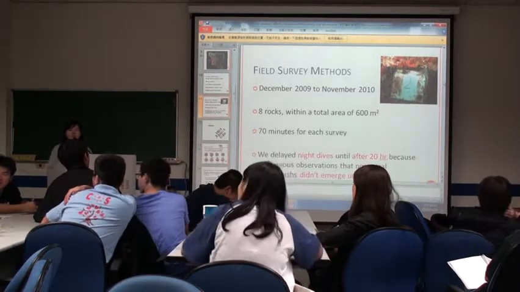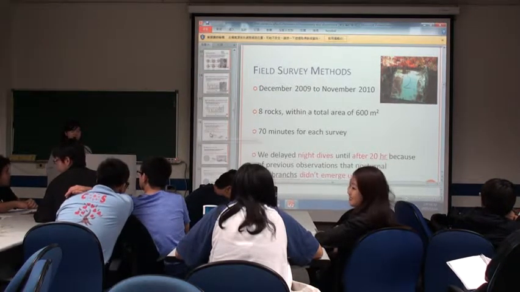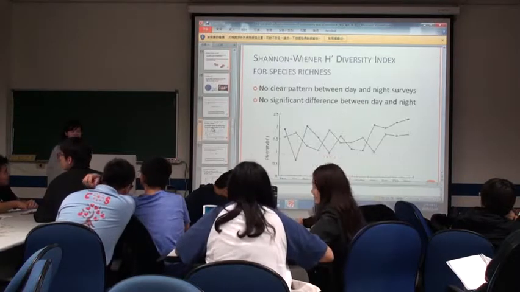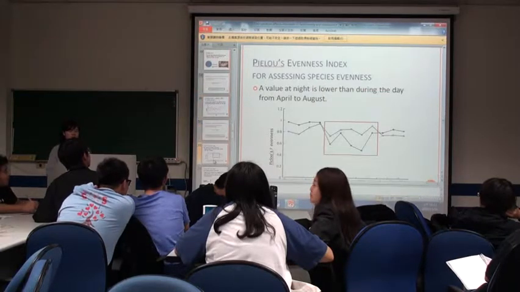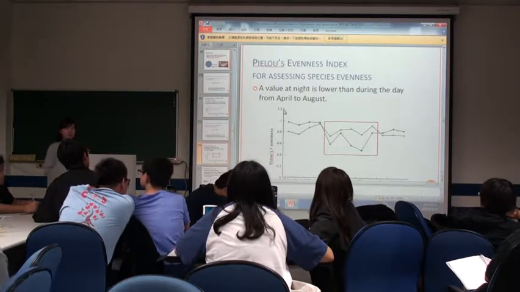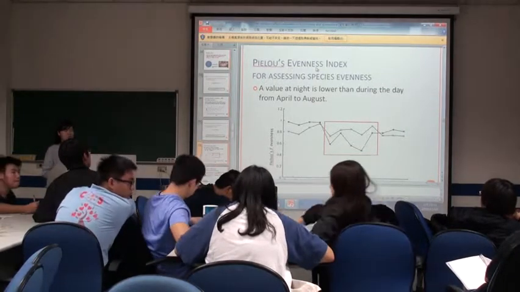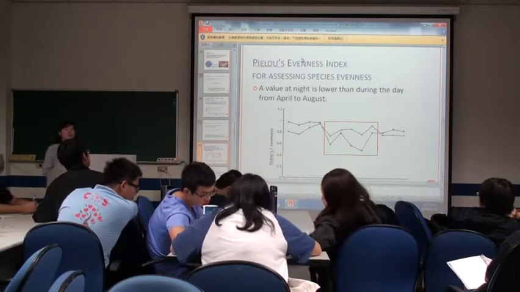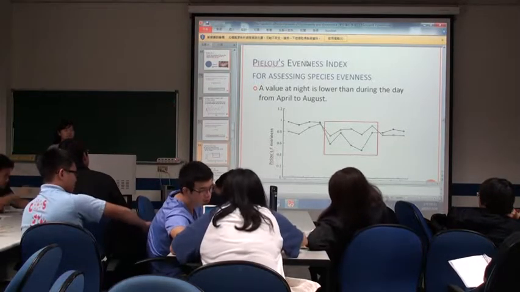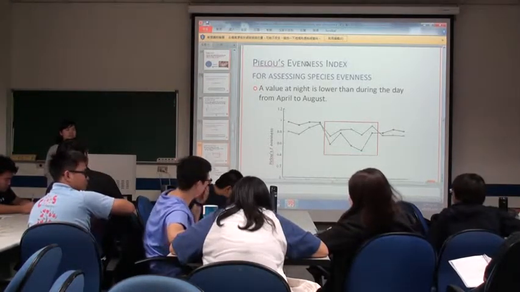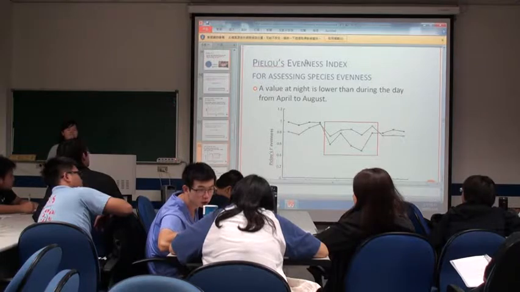Could you explain the Pielou evenness index in more detail? Can I explain more about the Pielou evenness index? Evenness means how close the numbers of each species are, and it's just like the average of the species or the individuals we found.